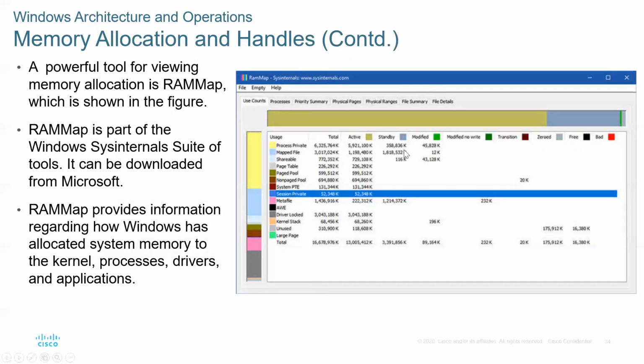And if you're one of those tech help desk type users, then you'll want to look at this type of information in more detail, more than just what Task Manager tells you, so to speak. It will tell you how Windows has allocated that system memory to the kernel, to processors, to drivers, and applications themselves.